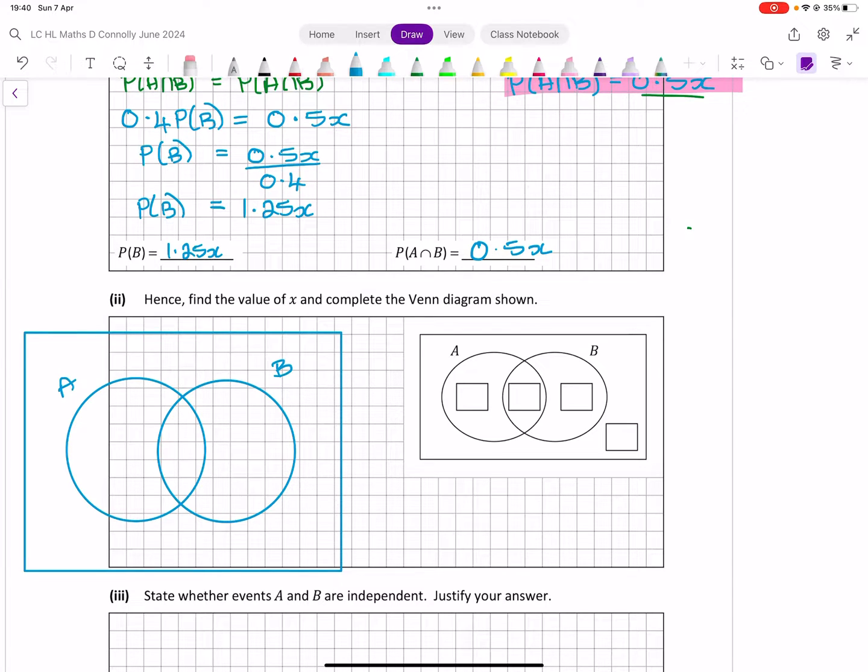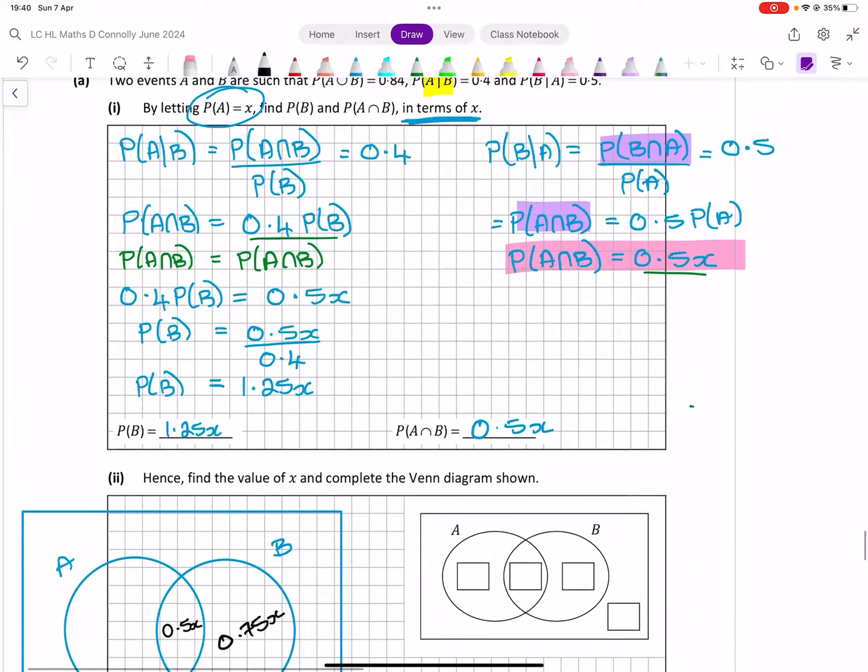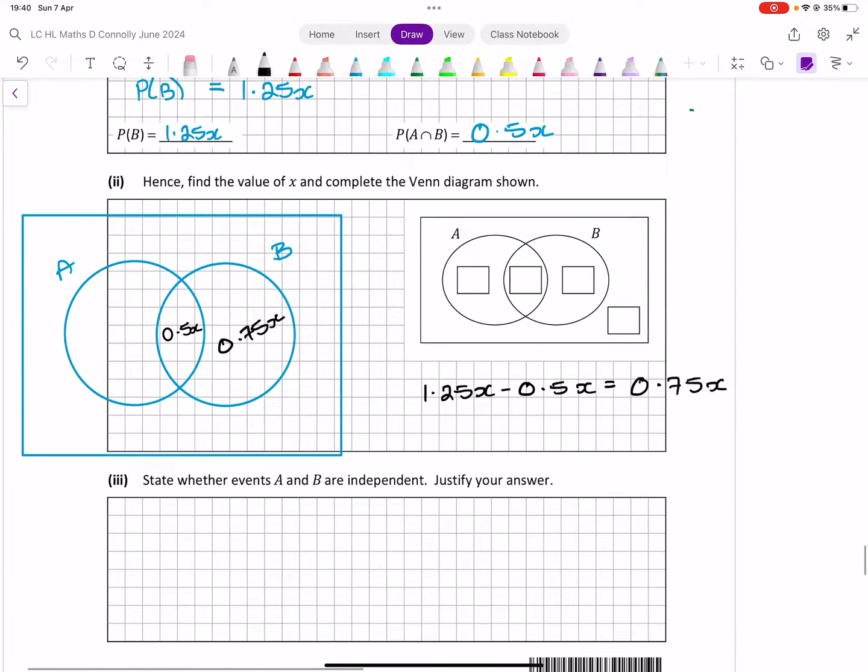Okay. So the intersection, I'm going to do this in black, is 0.5x. B is 1.25x, so 1.25x minus 0.5x is 1.25 minus 0.5 is 0.75, and that's what goes in here. The probability of A was x, so it's x minus 0.5x. This is a 1, so that's just 0.5x. That goes in here.